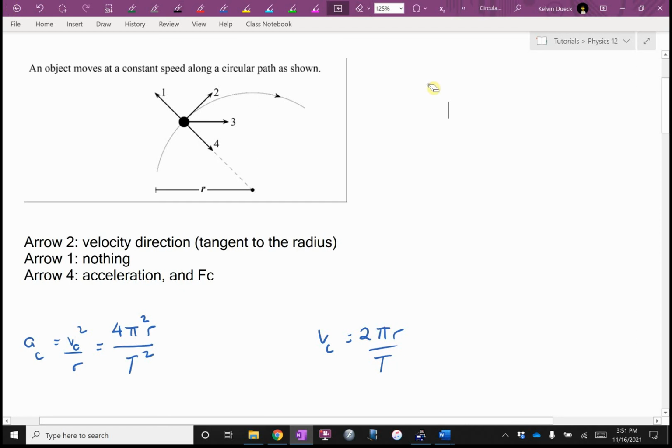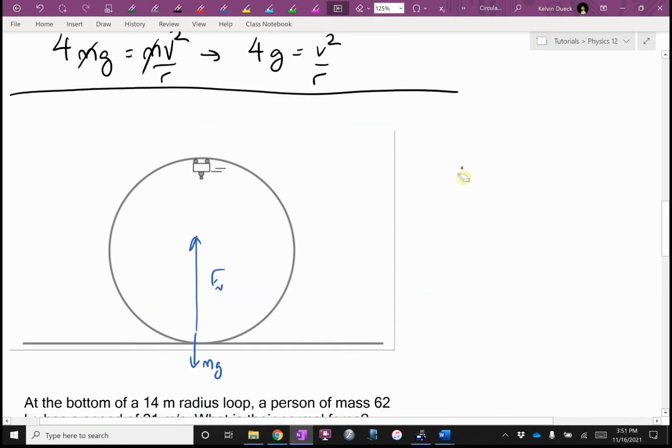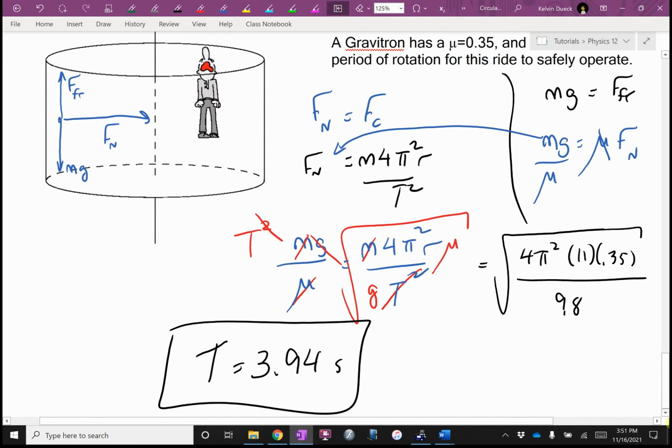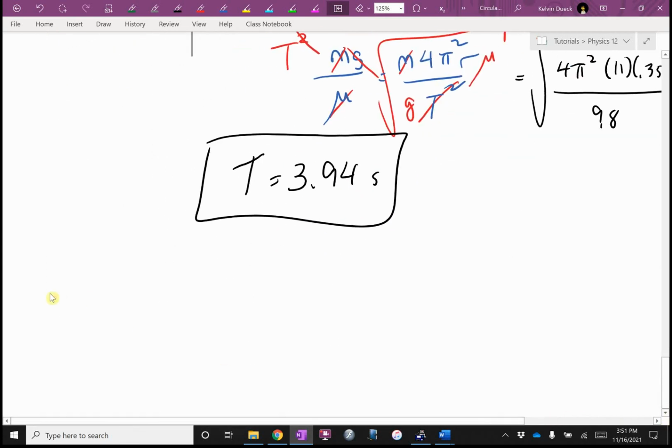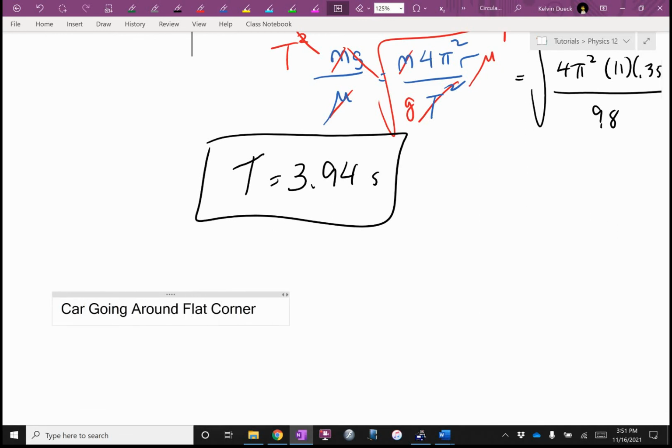Any other specific questions? Oh, car going around a corner. Horizontal circle. The easier horizontal, yes, sorry. Car going around a flat corner. And the reason I'm adding that is normally I also do a banked corner, but I had to cut corners. Ha, ha, ha, that's funny, Mr. Duick.